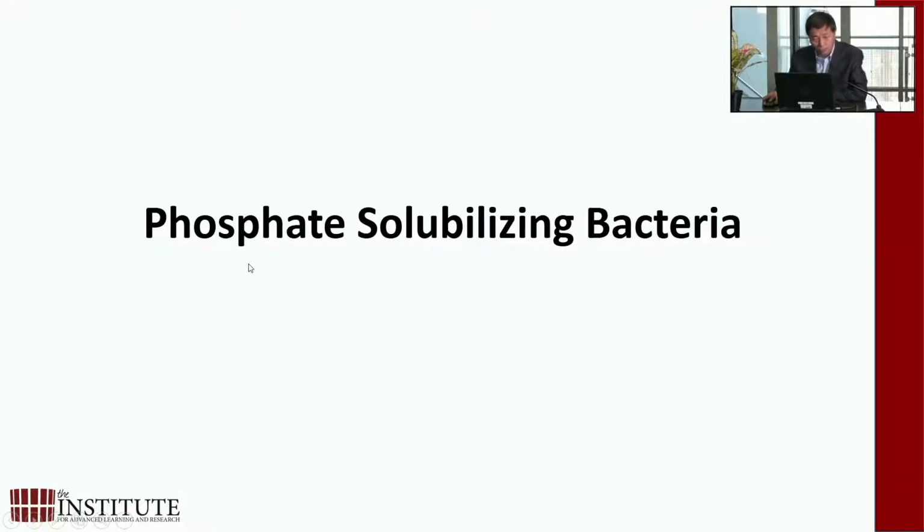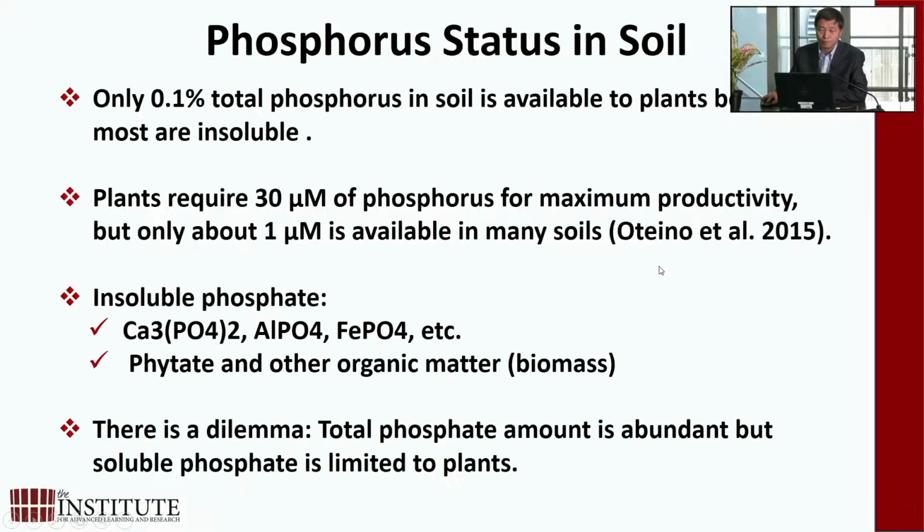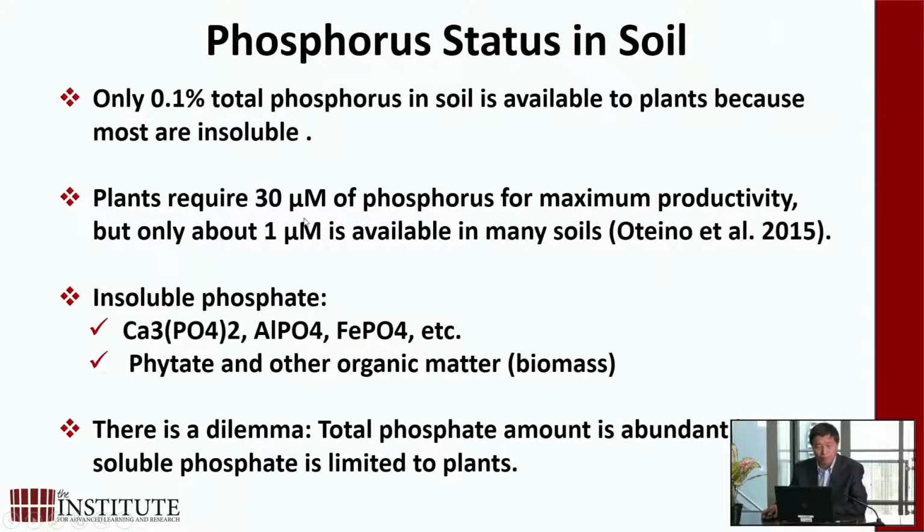Next, I will focus on phosphorus solubilization bacteria. Here's the situation. Only 0.1% of total phosphates in soil is available to plants because most are insoluble. Plants require 30 micromole of phosphate for maximum production, but only about 1 micromole is available in many soils.